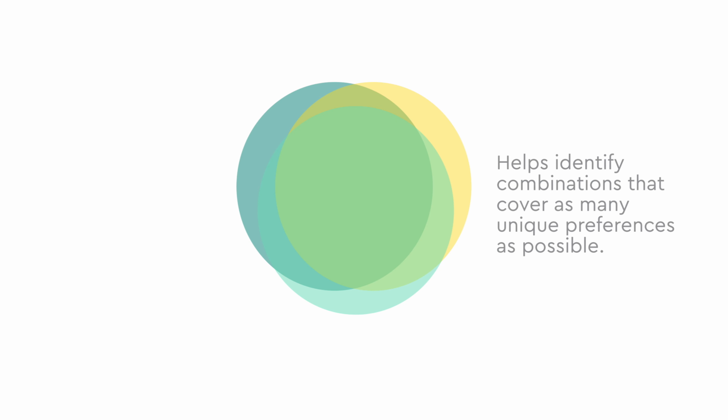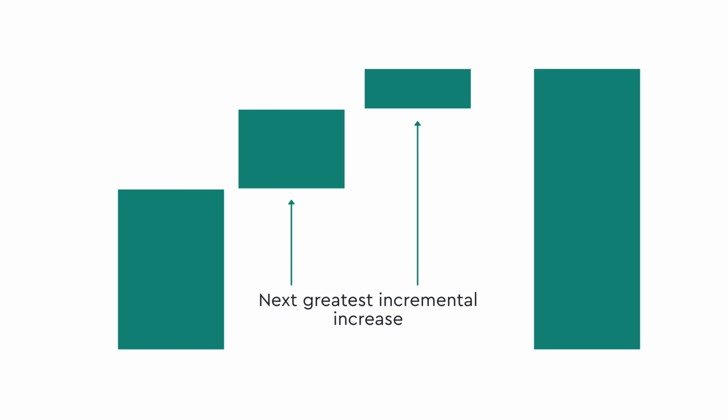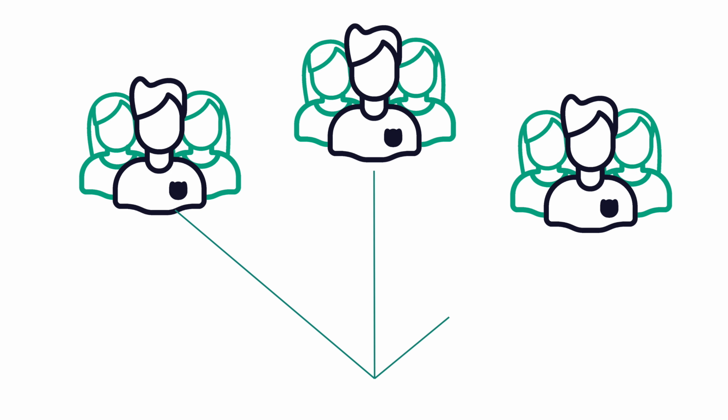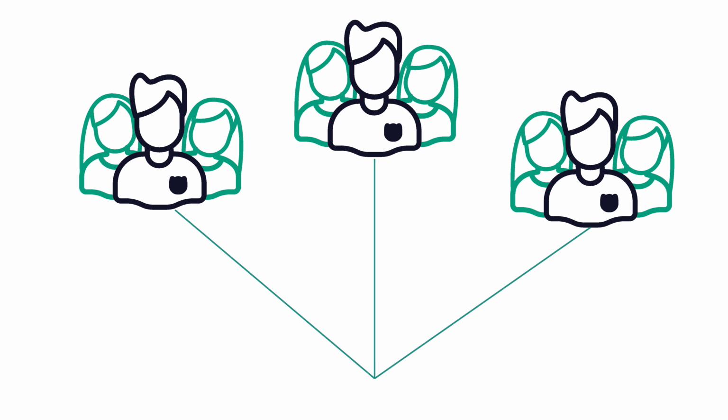In the pizza example, the turf analysis looks to minimize preference overlap. It helps identify combinations that cover as many unique preferences as possible. Each additional item is evaluated for the next greatest incremental increase. Incremental increase is the additional percentage of consumers reached by adding a particular item to a combination that already includes other items. This approach allows you to expand your market reach effectively and target a broader audience without wasting resources on redundant offerings.